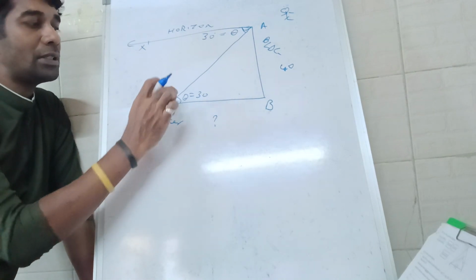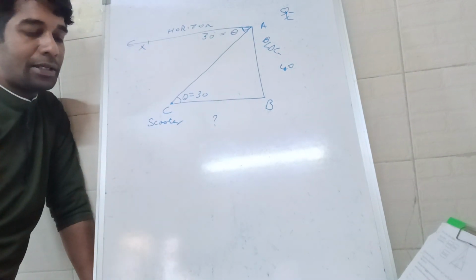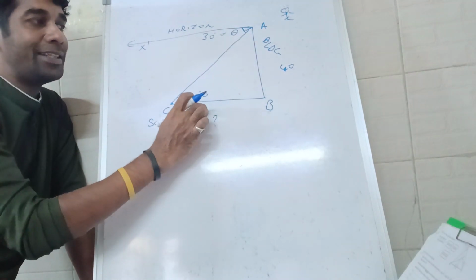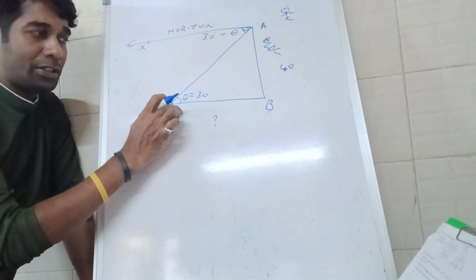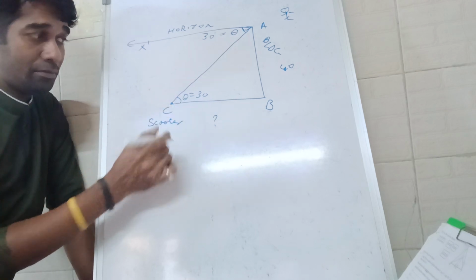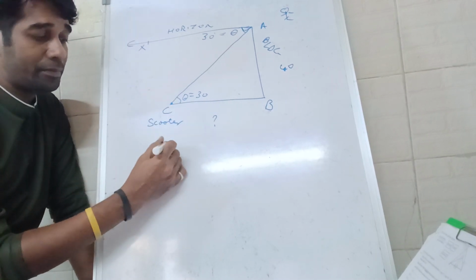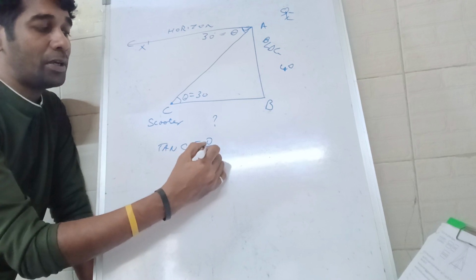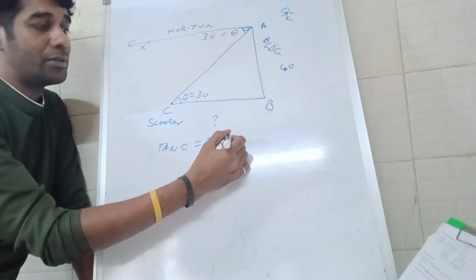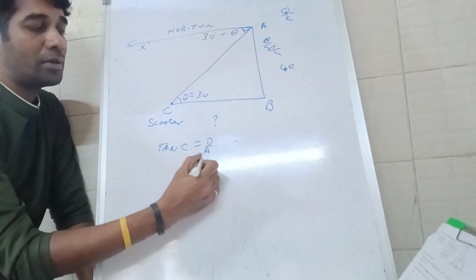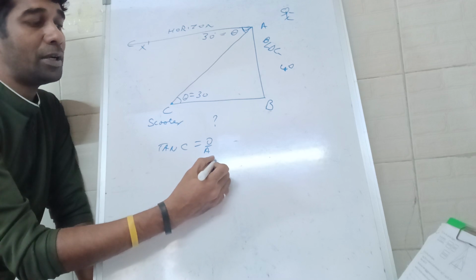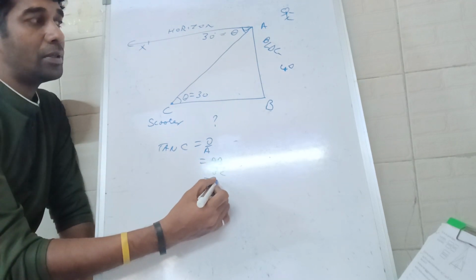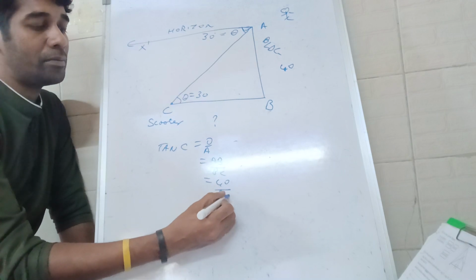We will now take tan C, that is opposite upon adjacent. I can even take cot C, adjacent upon opposite. Tan C says it is opposite upon adjacent. 40 upon, opposite is AB upon BC. 40 upon BC.